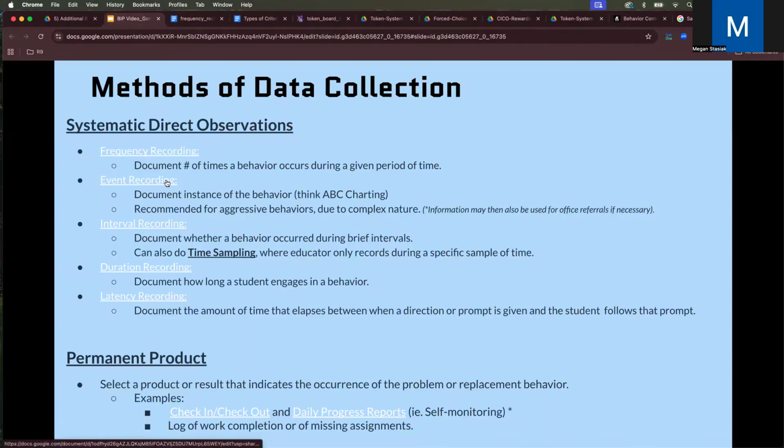We also have event recording, and this is documenting more specifics, or kind of like a behavior log on the instance of the behavior. So, thinking about ABC charting, I do recommend this one if the behaviors are more aggressive or intense due to the complex nature. The other side of this too is if you do have to do, say, an office referral, this would give you very clear information for an office referral.